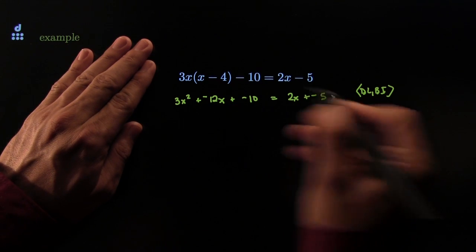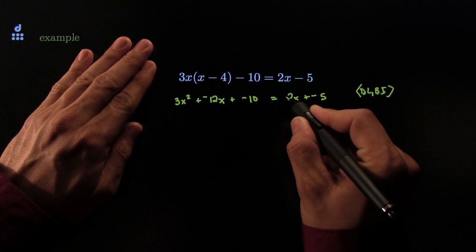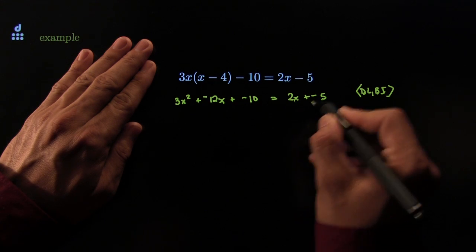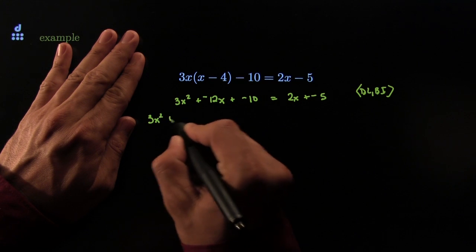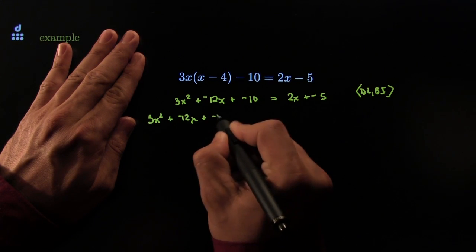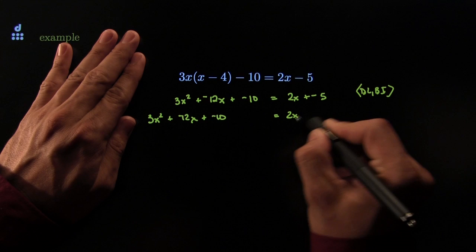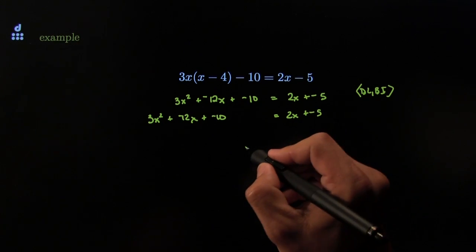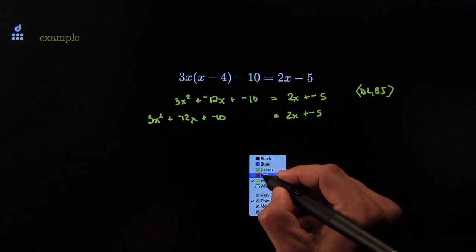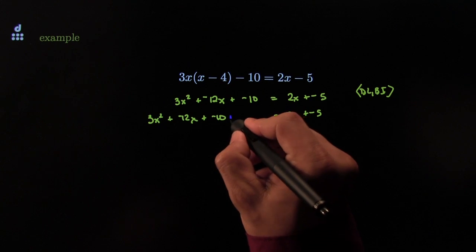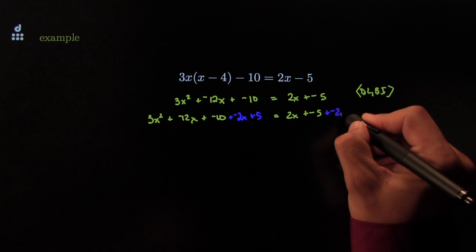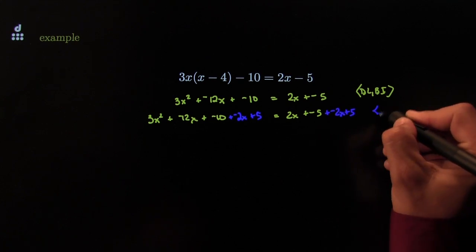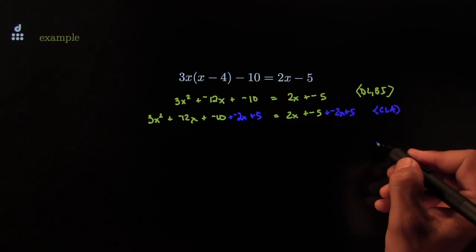Alright, I'd like to get rid of this so I can move everything to one side and get 0. So I'd like to subtract a 2x from both sides, and I would also like to add a positive 5 to both sides. That would put me here at negative 12x plus negative 10 is equal to 2x plus negative 5. Let's go ahead and add that stuff to both sides. We'll go with blue. We're going to add a negative 2x plus a positive 5 to that side, and we're going to add a negative 2x plus a positive 5 to that side. We're going to justify it because that's cancellation law of addition.